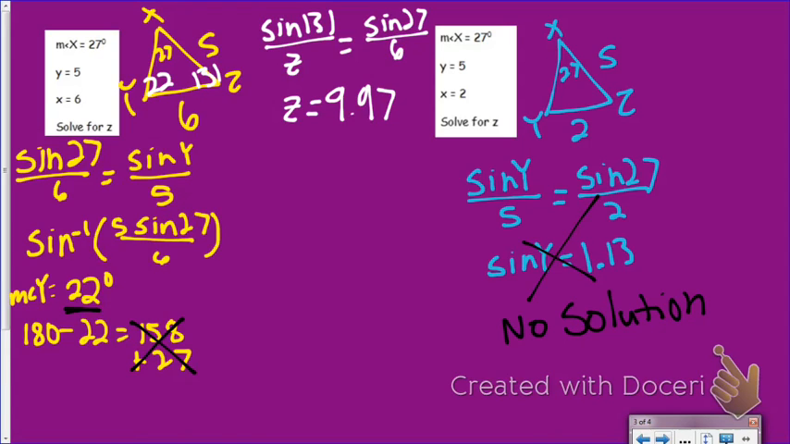So there are three possible cases when I'm given side-side angle. There's either no answers, one answer, or two answers. And the biggest thing you guys just need to remember is anytime you do a sine inverse in your calculator, check for that second answer. And as long as you do that, you'll be all right.